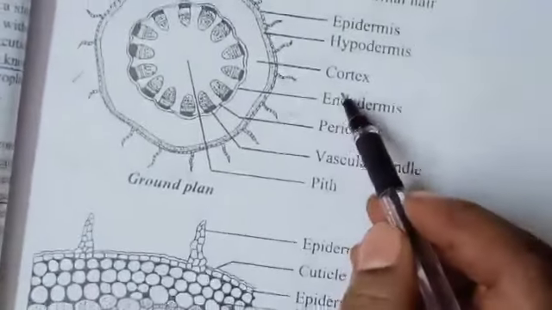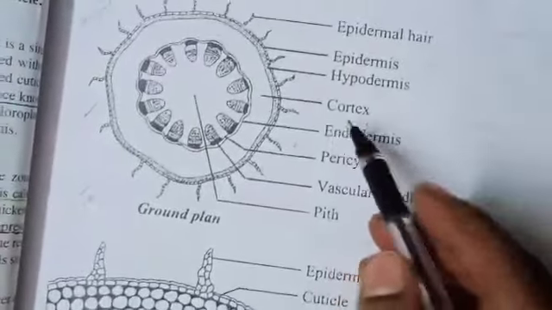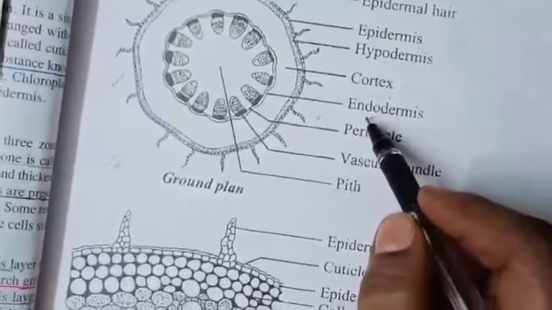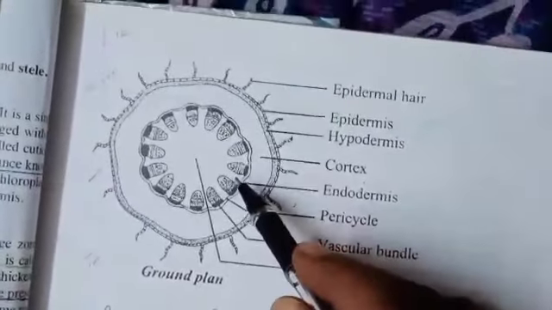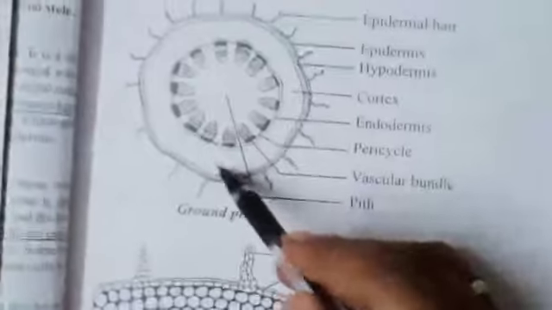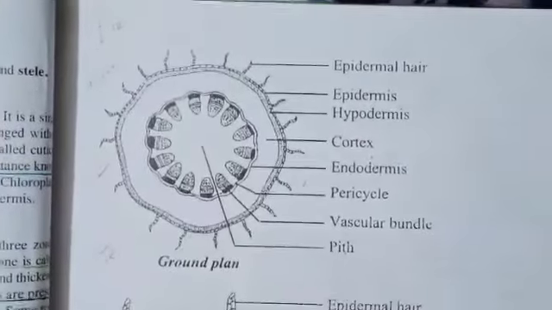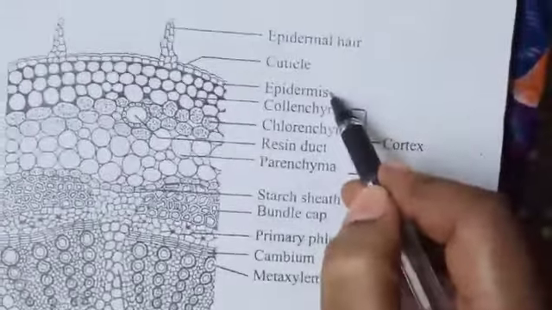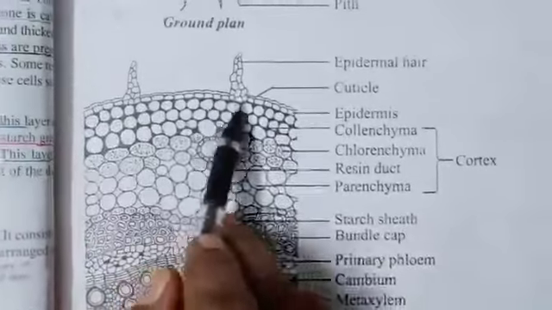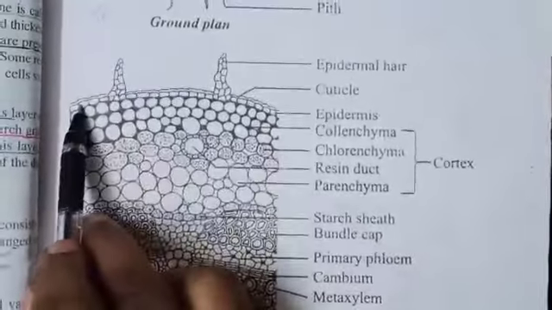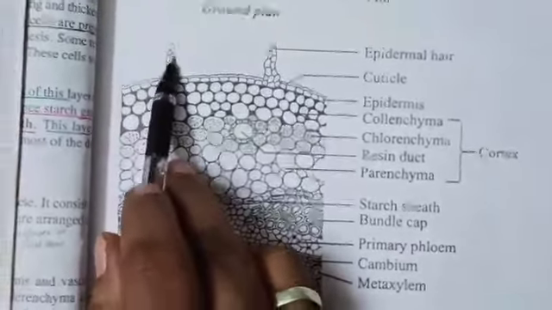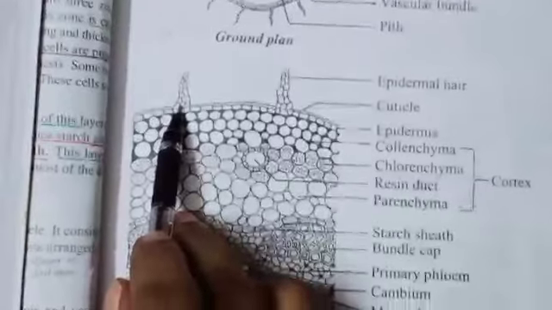Internal structure of dicot stem. The thin transverse section of dicot stem shows the following structure. This is the ground plan of dicot stem. This is a part of the internal structure. First one, epidermis. It is the outermost layer. It is made up of a single layer of parenchymatous tissue, and it is covered with a cuticle. Multicellular hairs are also present in this layer.